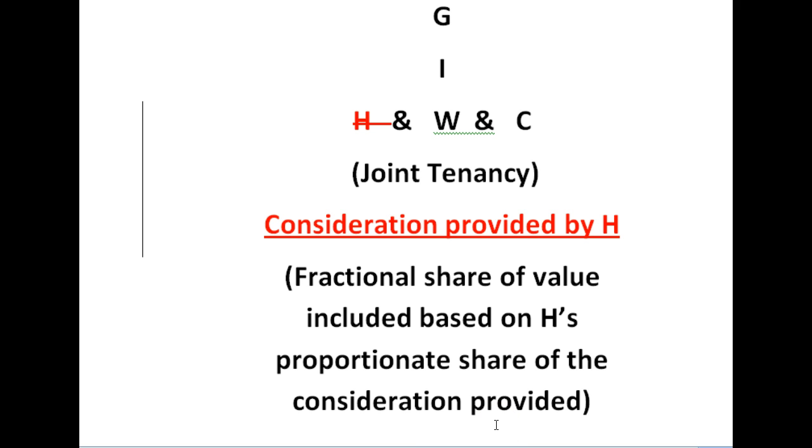So the simple rule is that you include the fractional share of the value of the entire property based on the decedent's proportionate share of the consideration provided, assuming we can show the amount of consideration provided by the other joint tenants. If you can't show that the other joint tenants provided consideration, then the entire value is included in the decedent's gross estate. So the burden of proof will need to be overcome.